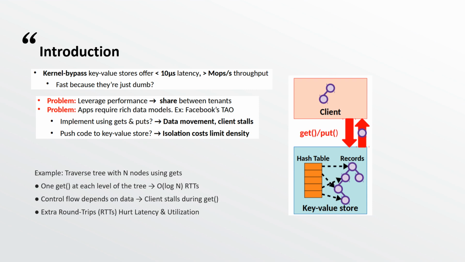In this example, a tree with n nodes using GETs, one GET at each level of the tree, will cost O(log n) RTT times. And when the server is doing this, the client is stalled, so it will also influence the control flow. And the extra round trips will also hurt the latency and alternation.